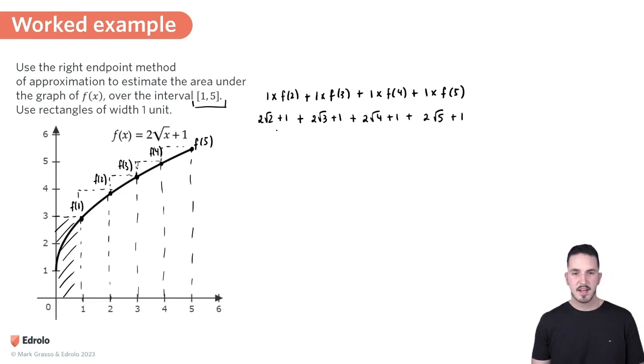Adding this all together, we can't add the surds because they're not like surds. However, you can add the constants, so that you can add the 1. So 1 plus 1 plus 1 plus 1 is 4.